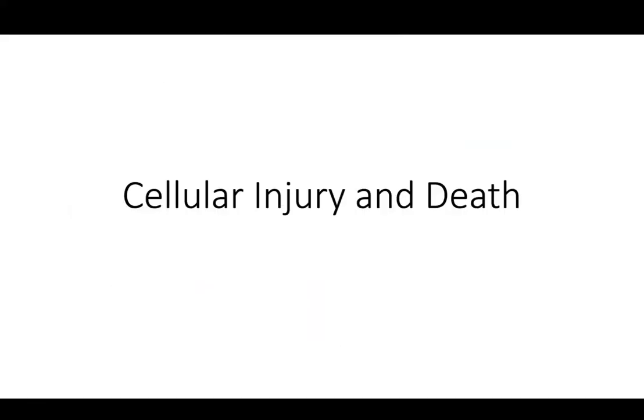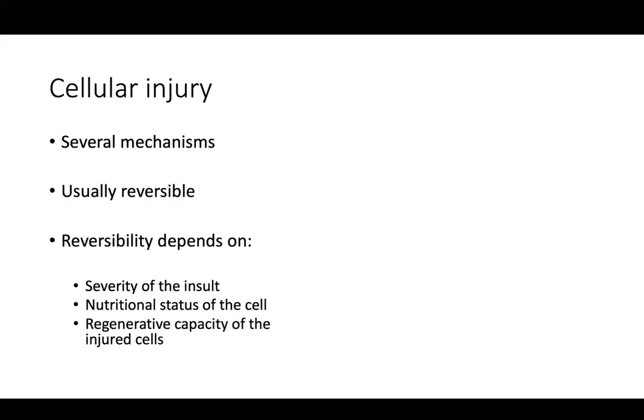We'll talk a little bit about cellular injury and death. There's lots of mechanisms by which cells can be injured. A lot of times cellular injury is reversible, but the reversibility really does depend on how severe the insult is. It depends on how well the cell is able to deal with the injury. And most of the time, that's based on two things. Number one, the nutritional status of the cell. Number two, the ability of the cell to regenerate the injured cells. There's not a lot of cells in our body that can actually regenerate, other than like skin.